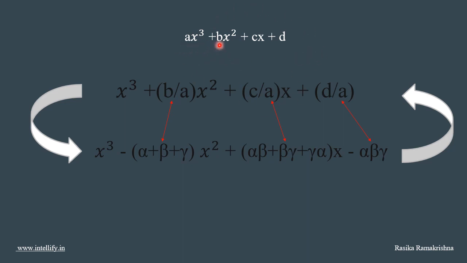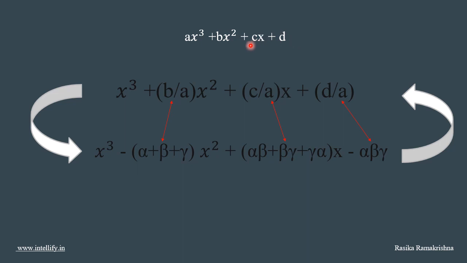So this ax cubed plus bx squared plus cx plus d can be written as x cubed plus b by a times x squared plus c by a times x plus d by a. I have done nothing but just divide this whole thing by a. So assume that alpha, beta and gamma are the roots of this general cubic polynomial ax cubed plus bx squared plus cx plus d. Then by the previous slide, we can write this same polynomial as x cubed minus of alpha plus beta plus gamma times x squared plus alpha beta plus beta gamma plus gamma alpha times x minus alpha beta gamma. So note that these both are different expressions for the same polynomial.